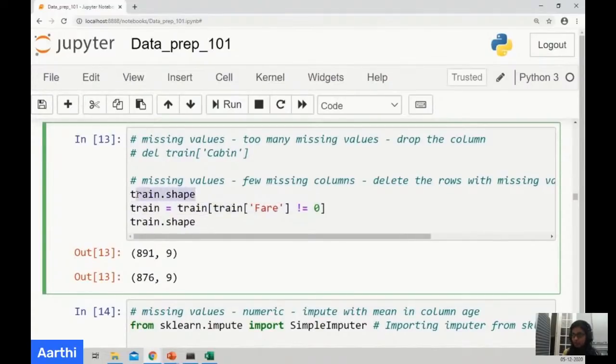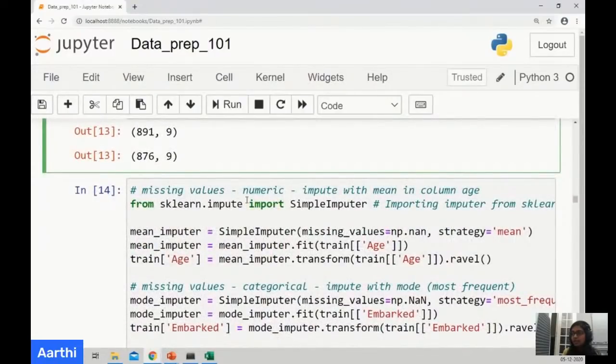So train.shape, what is the size of my data before I delete those rows? It was 891 rows. And after, I have 876. So we are not losing too much, less than 20 rows over there.